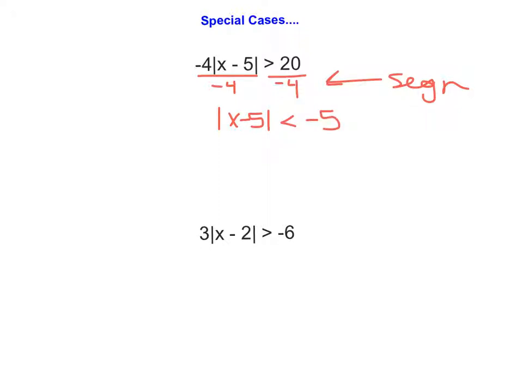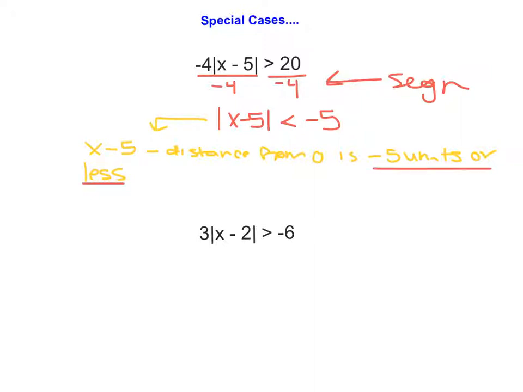And here, if we then think about what this statement is saying, this is saying x minus 5, its distance from 0 is negative 5 units or less. And you should know at this point that the absolute value represents a positive number because it's a distance from 0. It can't be negative. So for our distance from 0 to be negative 5 units or less doesn't make any sense. We can't be negative 5, negative 6, negative 7, negative 8 units from 0. That doesn't make sense. There's no positive number in there.